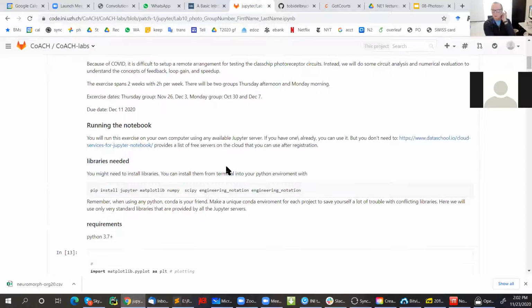It's a Python notebook, but unlike the Jupyter Hub system that you're using for the coach chip, the class chip, we're not going to use the class chip because it's not convenient to supply an optical stimulus to the chip remotely and to share that kind of setup. So this exercise is going to be, unlike the other one, purely a simulation and analysis exercise.